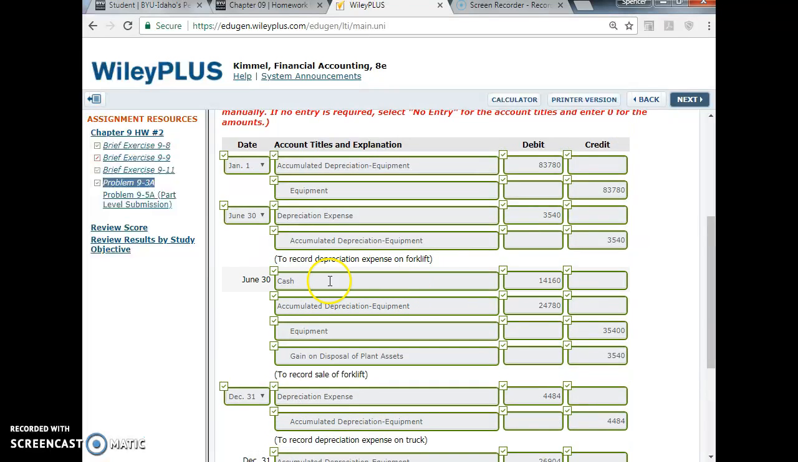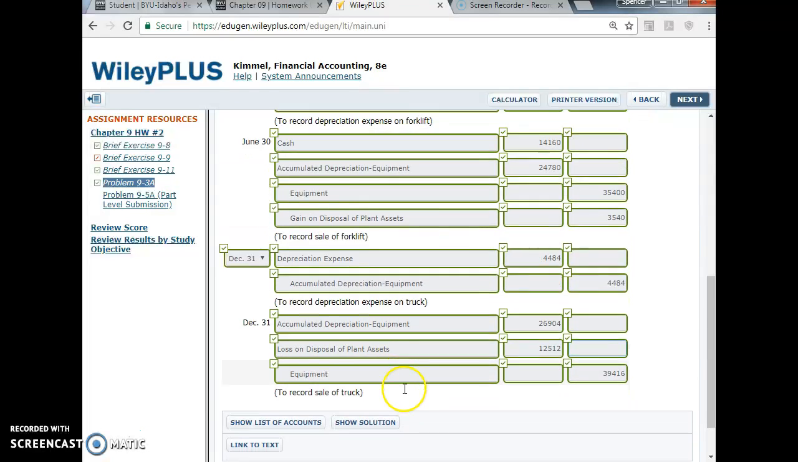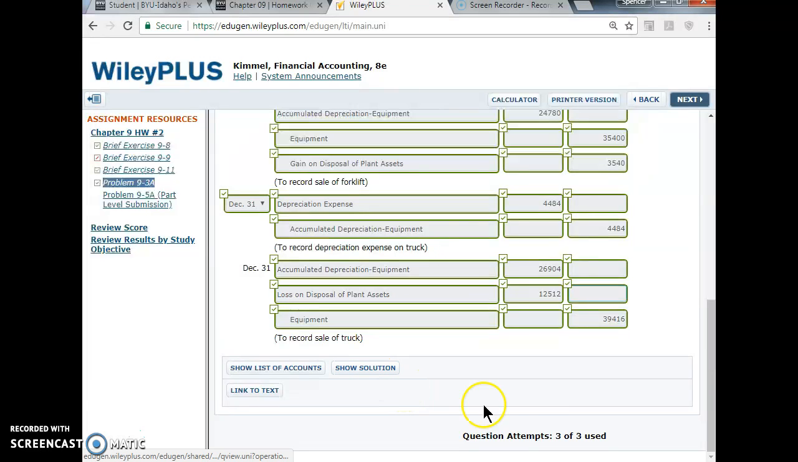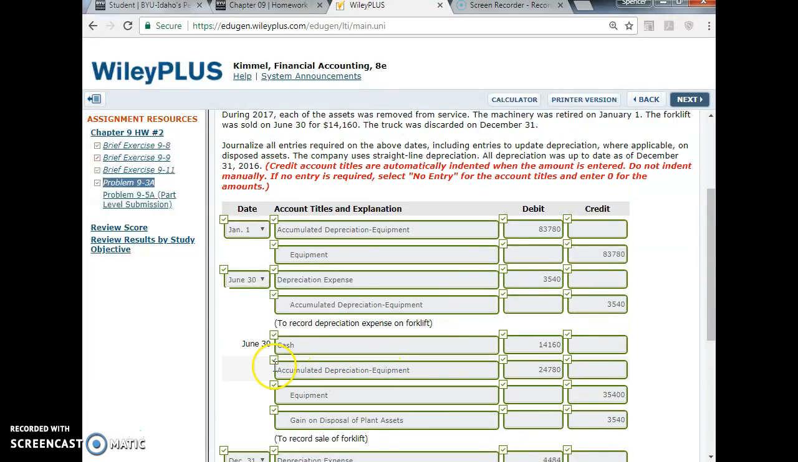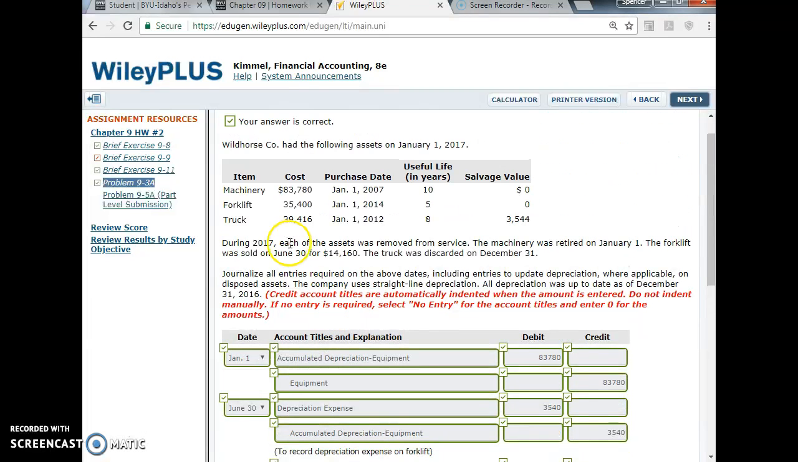There was a lot to this problem, a lot to figure out. It had me stumped a little bit, but luckily I figured it out. If you have any questions, or if I didn't explain it very well, just let me know in the discussion board and I'll try to help you out. But once again, that's problem 9-3A, talking about depreciation expense. If you have any questions, let me know. Thanks.